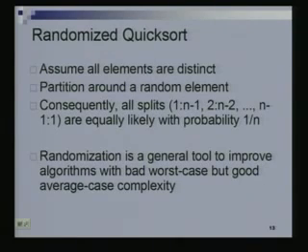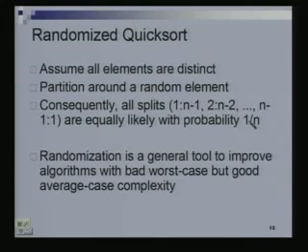We partition around a random element. The pivot is a random element, so we just pick any element at random, with the same probability. So what kind of splits can we get? We can get all kinds of different splits. If I have n elements, I can get a split of 1 and n minus 1. I can get a split of 2 and n minus 2, and so on. And what will be the probability of these splits? They will all be equal, right? They will all be with probability 1 over n. You understand why they would all be equal? Because it's a random element, each element can be picked with equal probability.